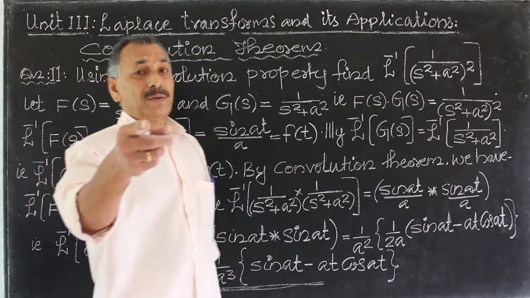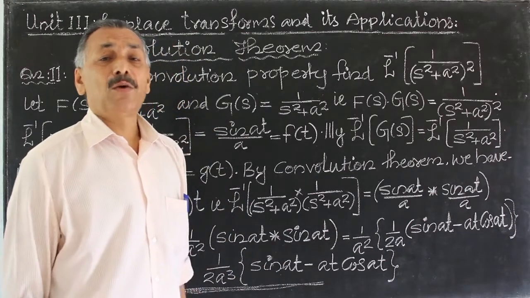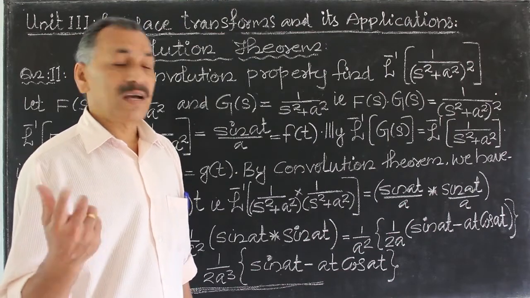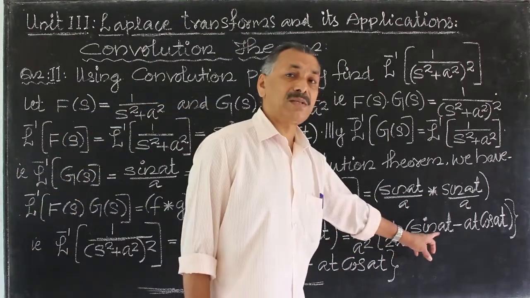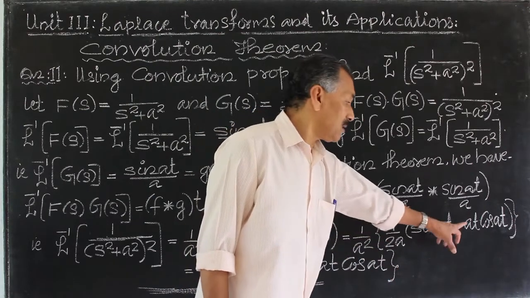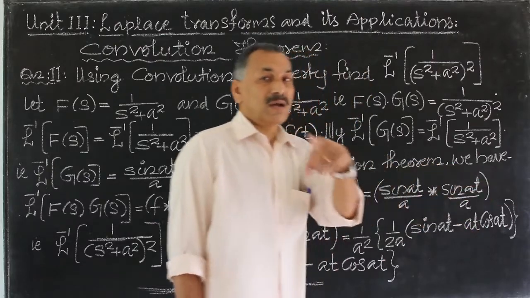Then the last problem is sin omega t convolution sin omega t. What is sin omega t convolution sin omega t? It is equal to 1 by 2 omega into (sin omega t minus omega t cos omega t). That is the problem.